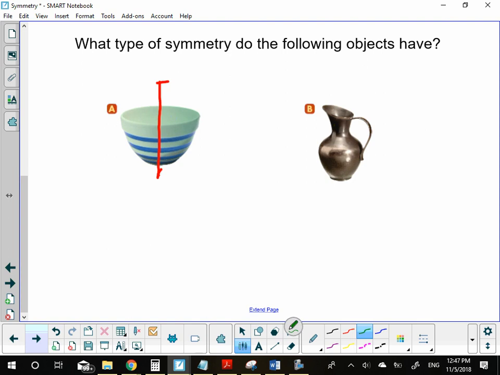Rotational, where I draw the line straight down the middle again. If I spin this around a line that goes directly through the center, it's always going to look identical. So that works. Spin around that line. Okay. How about the base? Anything in that? So where would I draw a line? Down the handle.